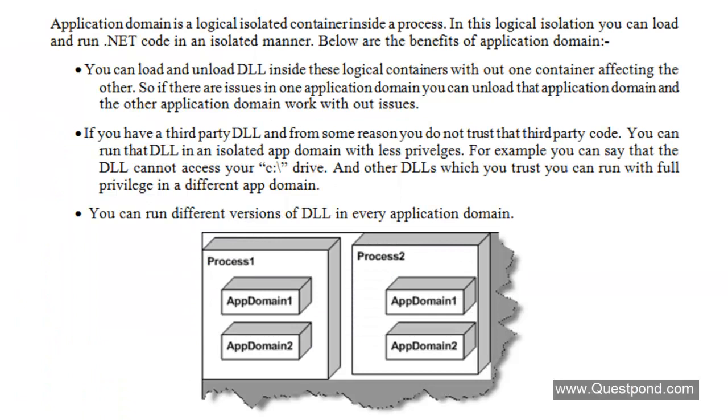So let us do a quick revision of what we have understood in this video about app domain. First, app domain is a logically isolated container, and in that container you can load and unload DLLs. If you have some third-party DLLs, you can run them in a less privileged mode and the other domains in the normal privilege. And in case you want to run different versions of a DLL in every application domain, you can do that. Normally you will never use app domain, but remember it especially when you are loading third parties, or when you want to run some code in sandbox mode. Sandbox mode means you want to run them in a less privileged or a more privileged mode, then definitely you need an app domain.